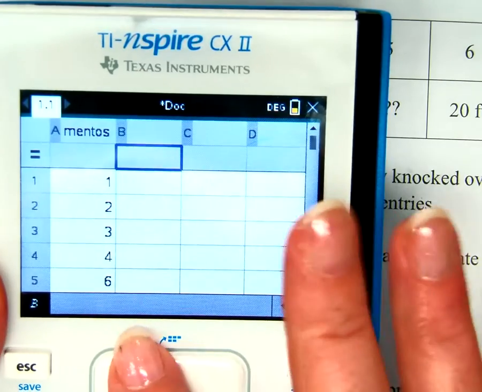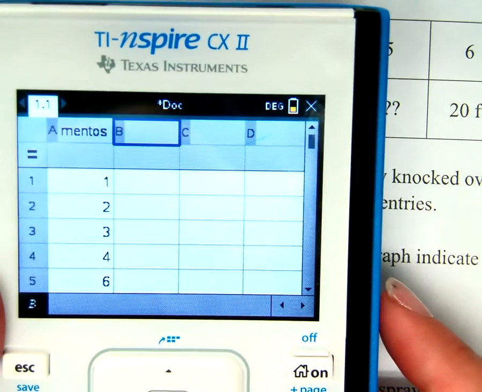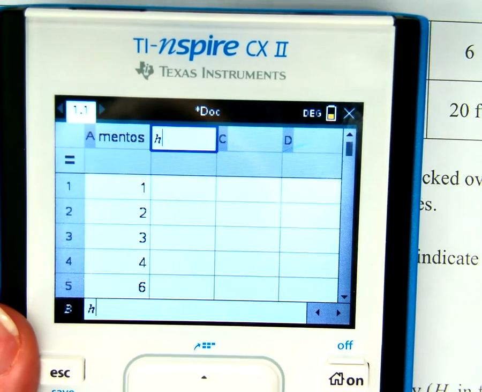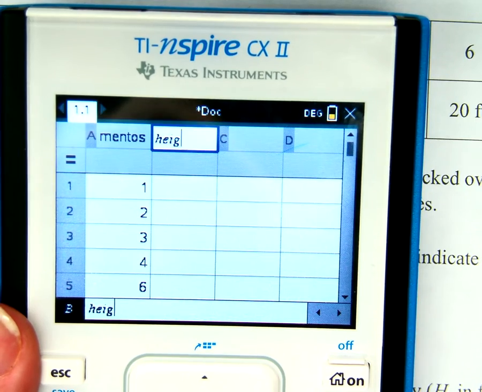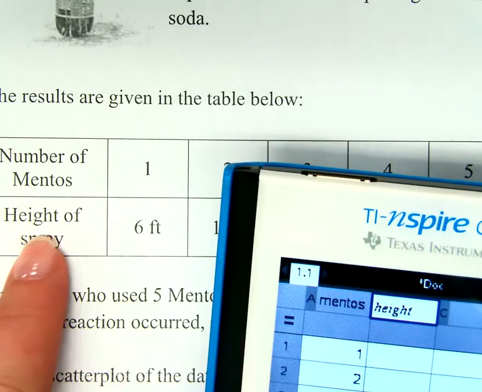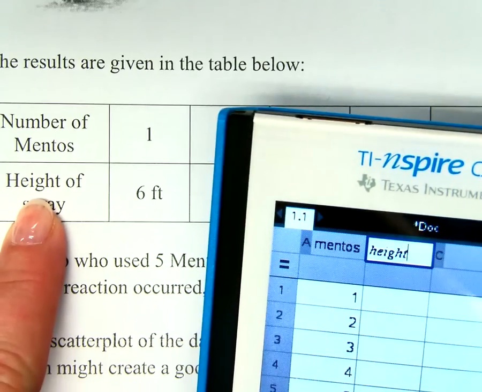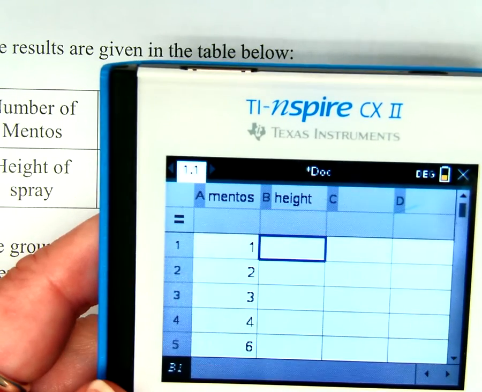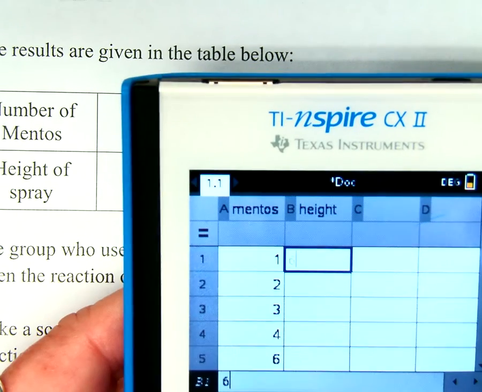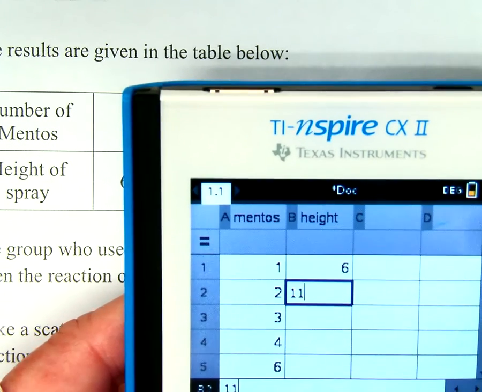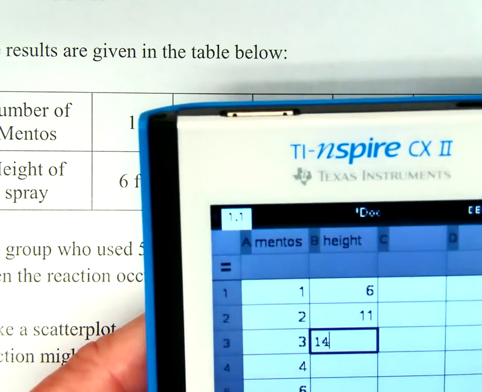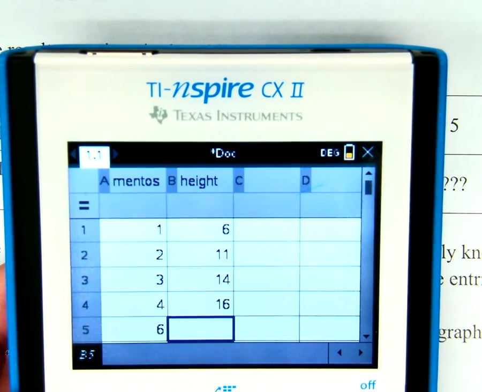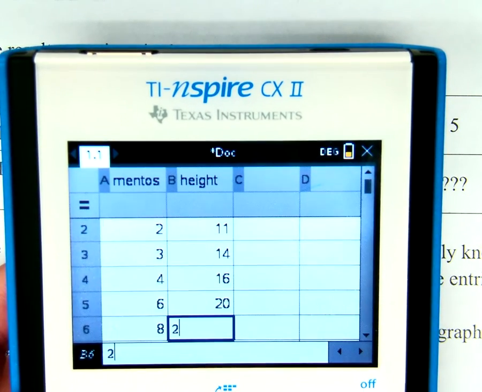Let's go ahead and put something at the top of the Y column while we're here. What should we put? Height. Guys, please don't ask me how to spell height. It's literally on your page. You guys are so funny. 6, 11, 14, 16, 20, and 22.